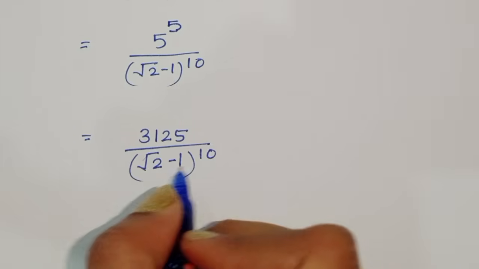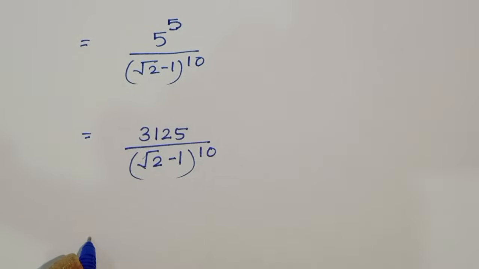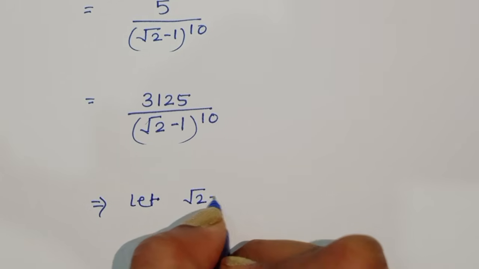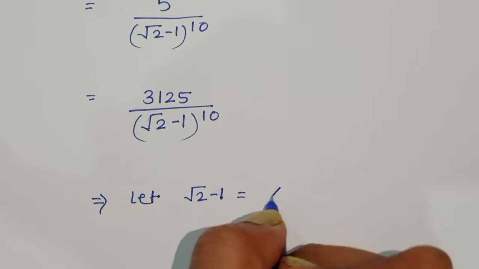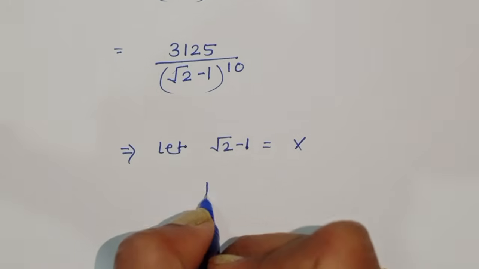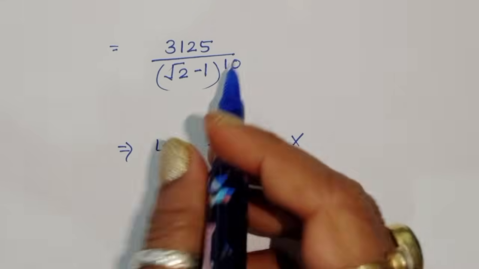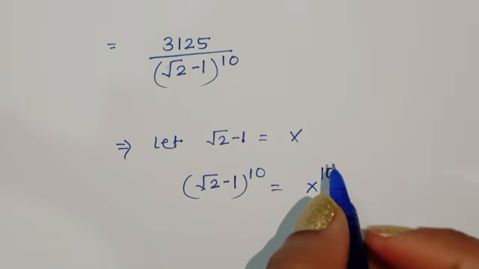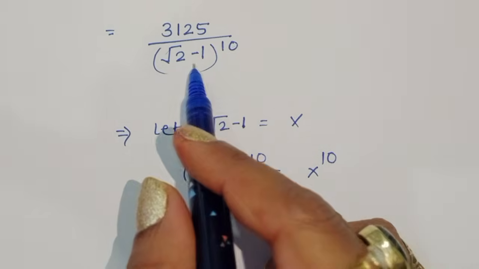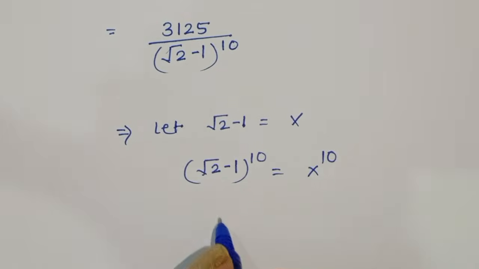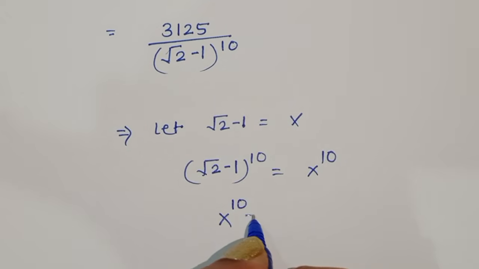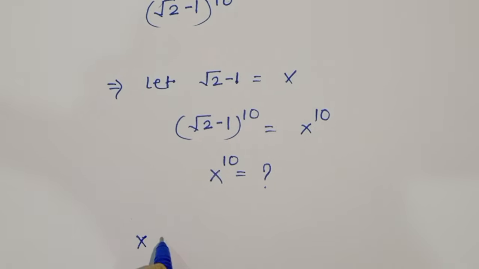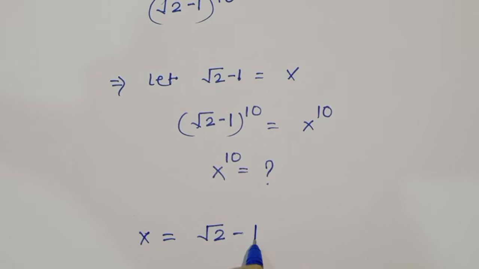To solve easily, let's consider square root of 2 minus 1 equal to x. Then square root of 2 minus 1 to the whole power 10 is equal to x power 10. If we get the value of x power 10, we can simplify this easily. So we have to find the value of x power 10 for the denominator. Here x is equal to square root of 2 minus 1.